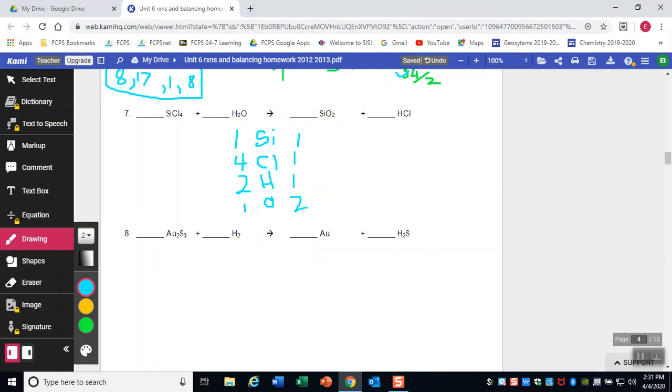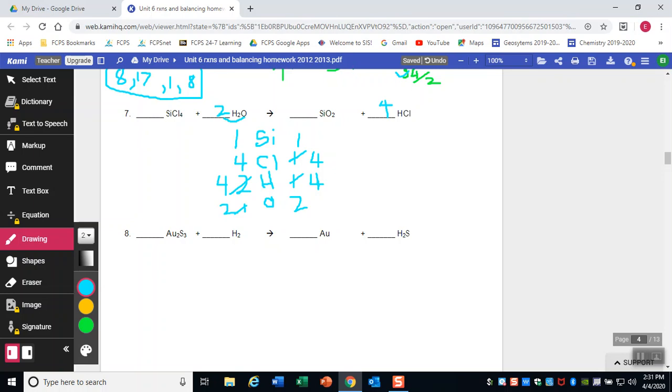All right, so that's balanced. I need to have 4 chlorines, right? So if I make this 4 chlorines, I put a 4 over here. So that gives me 4 chlorines, but that means I also have 4 hydrogens, right? And if I have 4 hydrogens, I want to have 4 hydrogens over here. So I want that to be a 4. Well, 2 times 2 is 4. So now I have 2 hydrogens, right? But then I also have 2 oxygens.